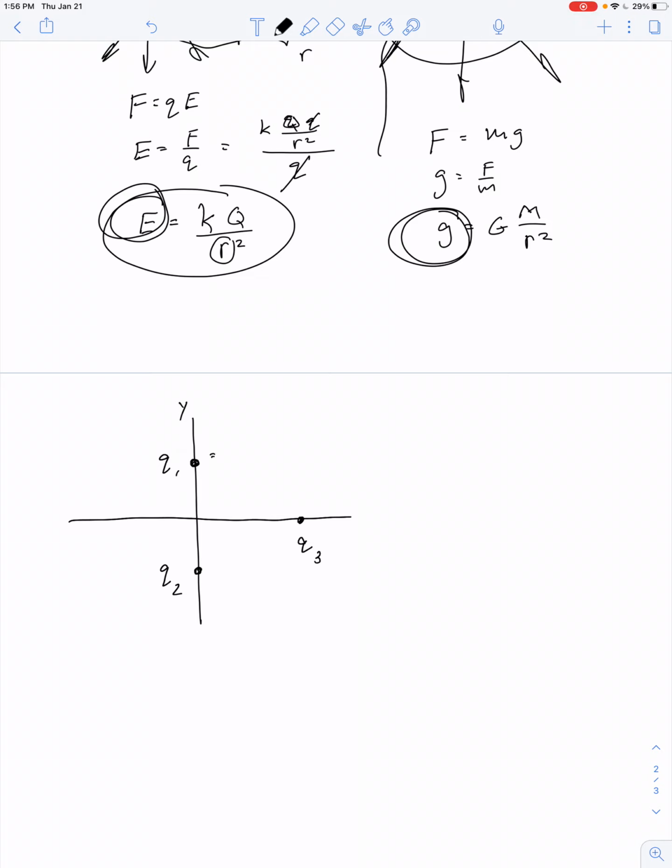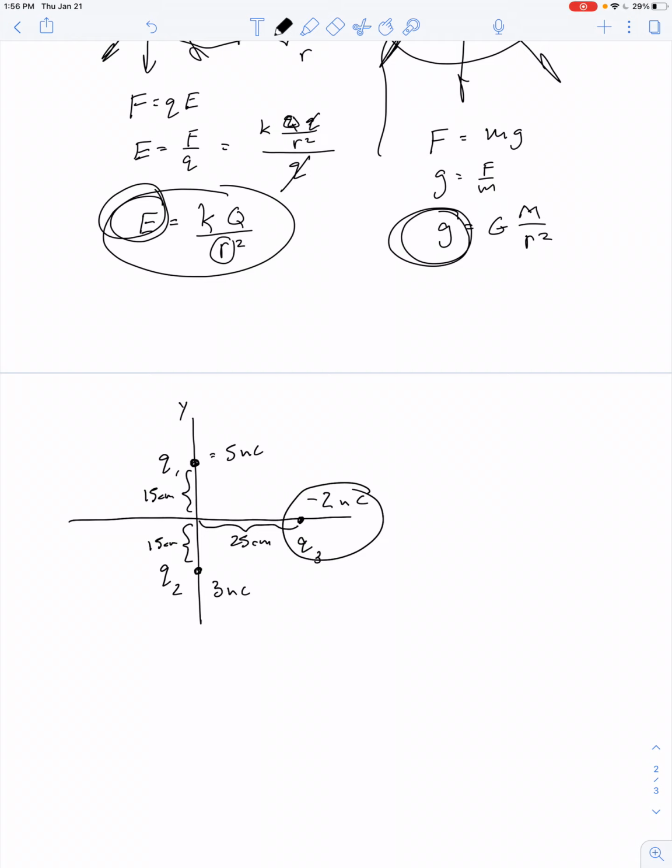Q1 we'll say is equal to 5 nanocoulombs. Q2 is equal to 3 nanocoulombs, and Q3 is equal to -2 nanocoulombs. And we can come up with some values here. Maybe this is 15 centimeters, and this is also 15 centimeters. This is maybe 25 centimeters. And the question is, what is the net force experienced by this charge Q3?